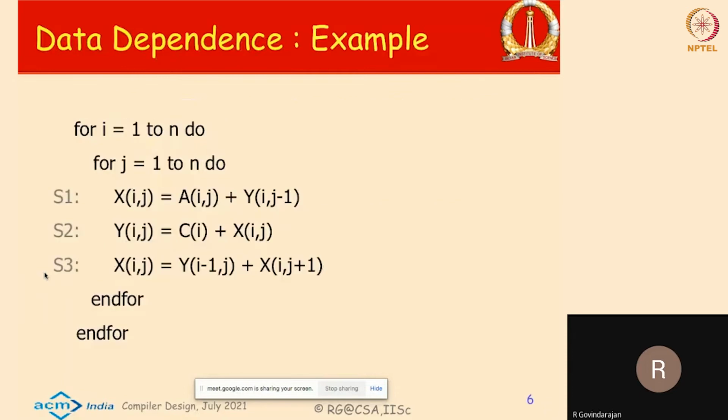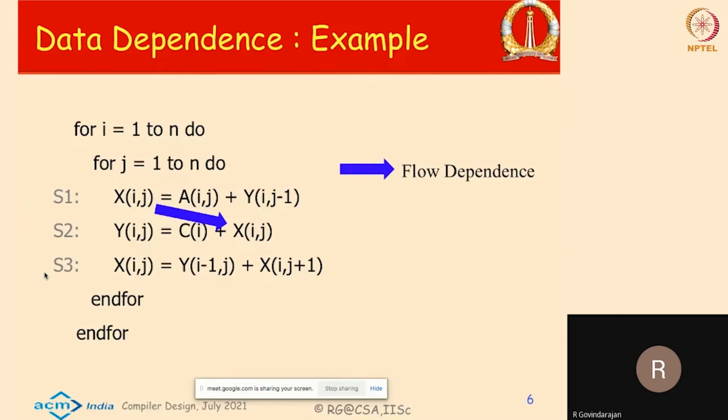Okay. So here is an example that we will talk about. I have a nested loop here, and you can see that statement S1 writes to the array element x[i][j]. Similarly, statement S2 writes to y[i][j], and statement S3 again writes to x[i][j]. You can see that there is a dependence from statement S1 to S2, due to the variable x[i][j].